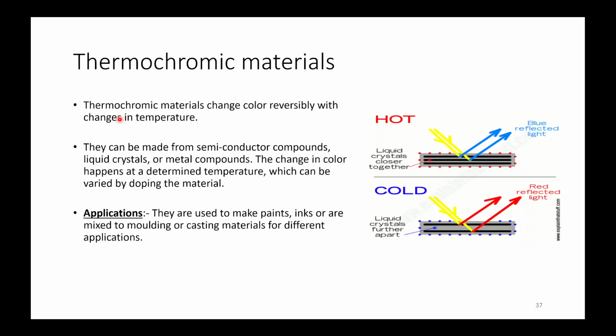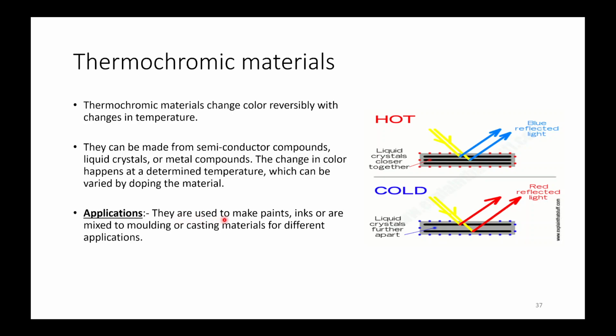Thermochromic materials. Now thermochromic materials, they change color reversibly with changes in temperature. They can be made from semiconductor compounds, liquid crystals, or metal compounds. And the change in color happens at a determined temperature which can be varied by doping the material.